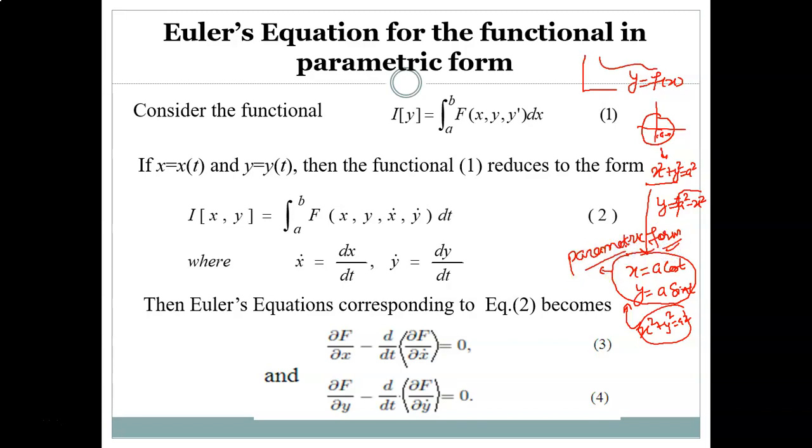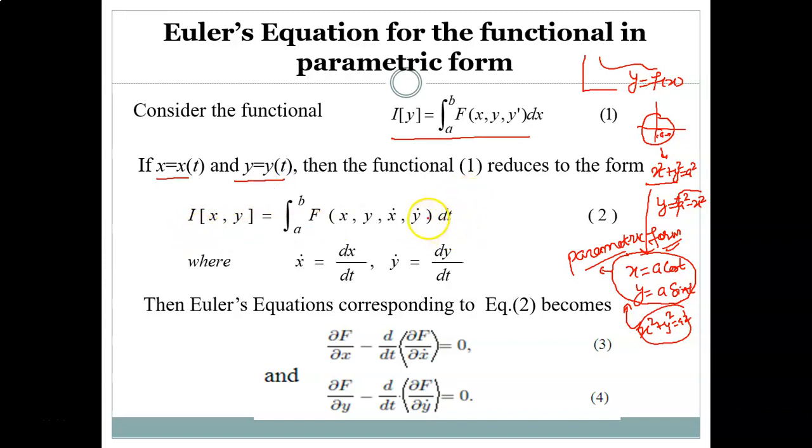So now here we have to deal with a functional which involves a single parameter. That means all the variables have been expressed in terms of a single parameter. So how do we express such a functional? You know, the basic functional is this. Now if you have x equal to x(t), x as a function of parameter t, and y as a function of t, then this equation can be reduced to this form.